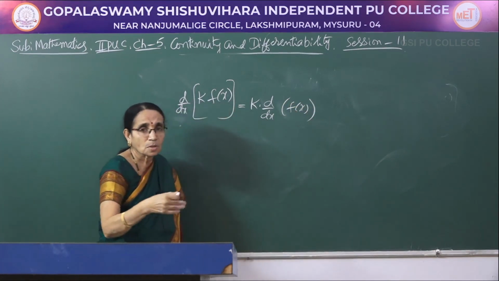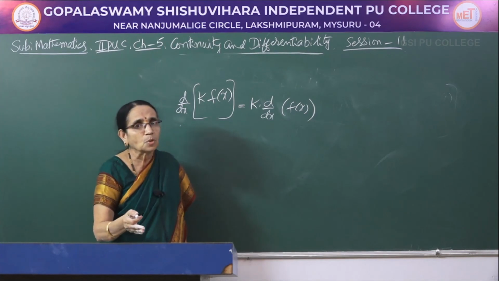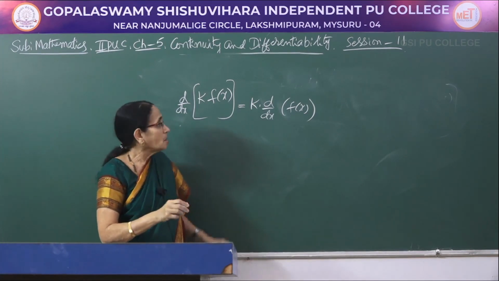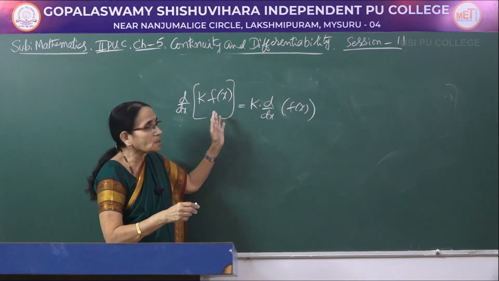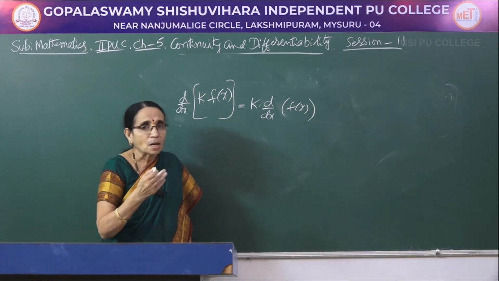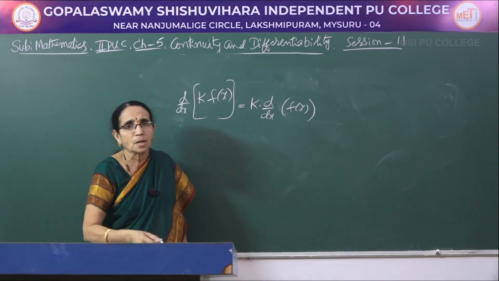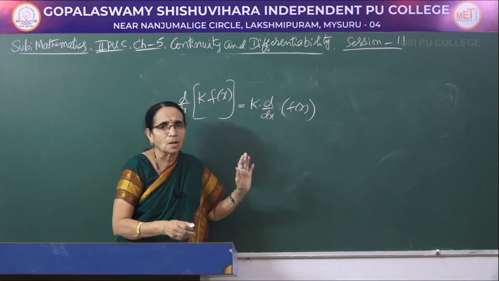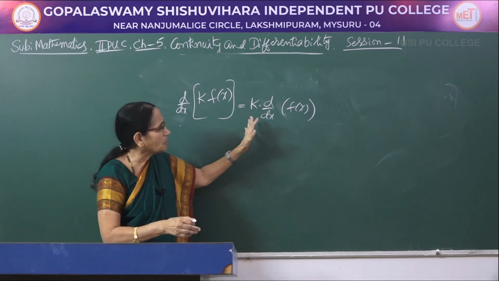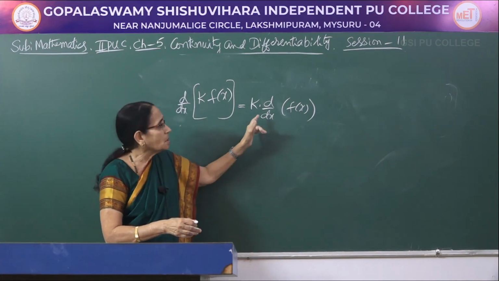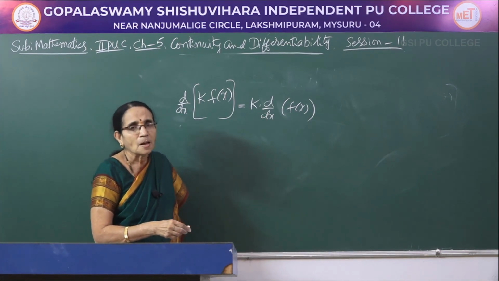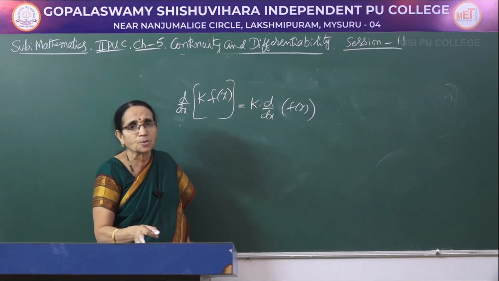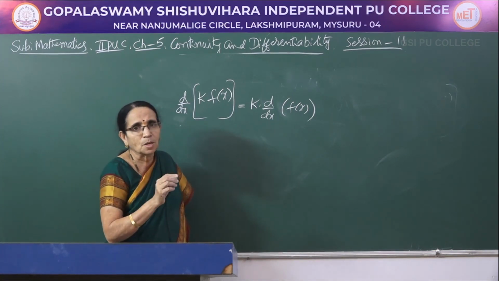Now the other type is the constant function, which is different from this one. Be careful. When the function contains only the constant, the derivative becomes 0. I am going to tell that in the next session. Here, the function is multiplied by a constant, and be careful about this, because many students get confused and don't write the derivative properly. When the function itself is a constant, then the derivative becomes 0.